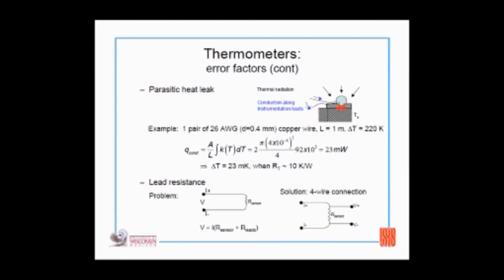So here you can see the error factors in thermometers. One of the error factors is parasitic heat leak. As you can see, there is an illustration here and an example. Then lead resistance. Here there's a problem regarding the sensors, and there's a solution, for wire connection solution.